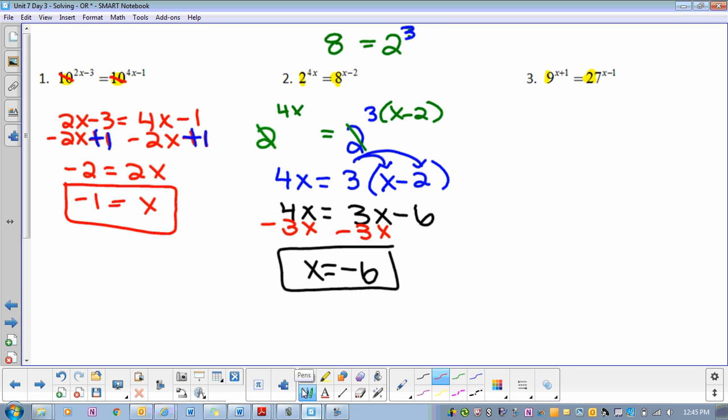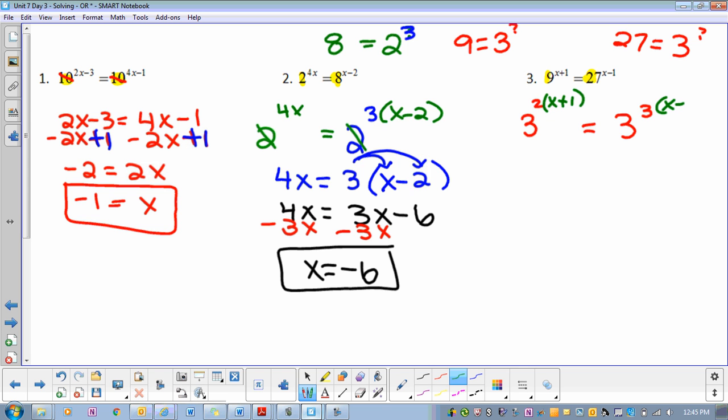3 squared and 3 cubed. 9 and 27 have a common base. It's 3. 9 equals 3 to the what? Second. Yeah, 3 squared. And 27 equals 3 to the what? Cubed. But you see how both of those had exponents before? You have to bring those down. So x plus 1 on the left and x minus 1 on the right. Does this make sense?